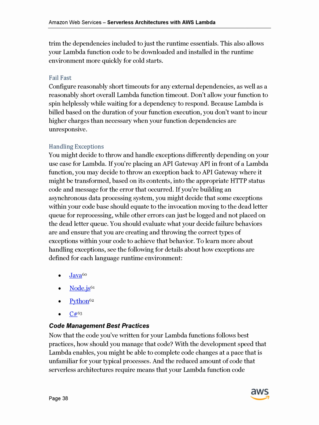Handling exceptions. You might decide to throw and handle exceptions differently depending on your use case for Lambda. If you're placing an API Gateway API in front of a Lambda function, you may decide to throw an exception back to API Gateway where it might be transformed, based on its contents, into the appropriate HTTP status code and message for the error that occurred. If you're building an asynchronous data processing system, you might decide that some exceptions within your code base should equate to the invocation moving to the dead letter queue for reprocessing, while other errors can just be logged and not placed on the dead letter queue.